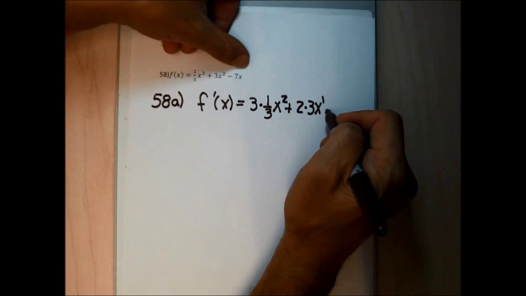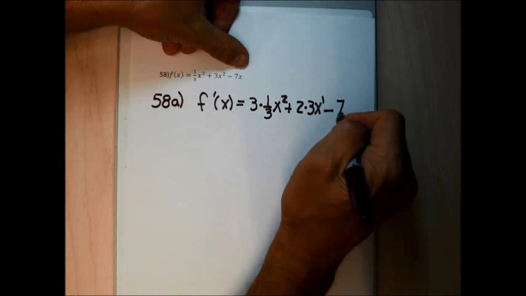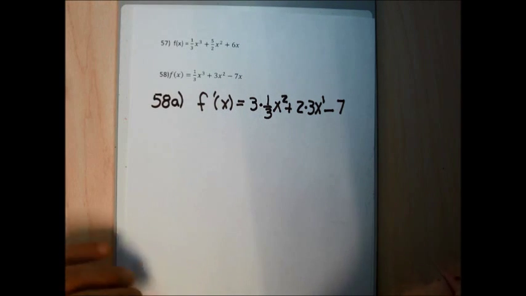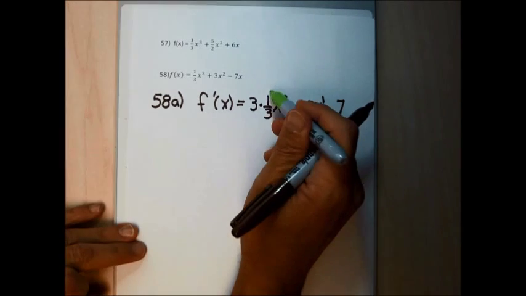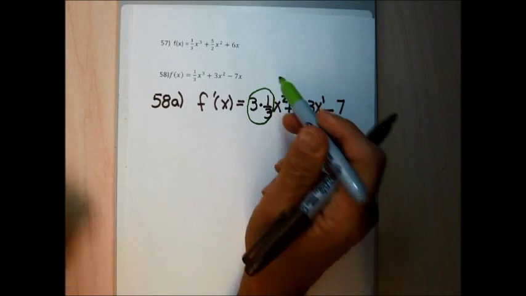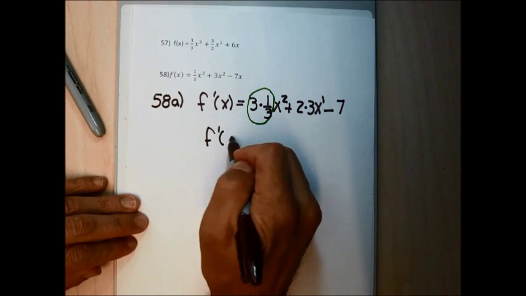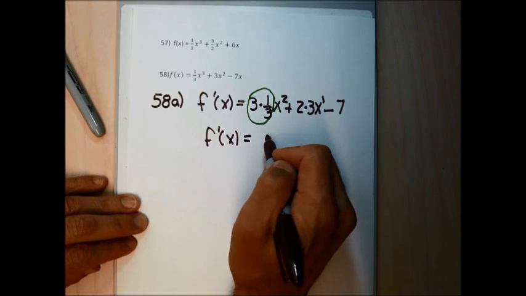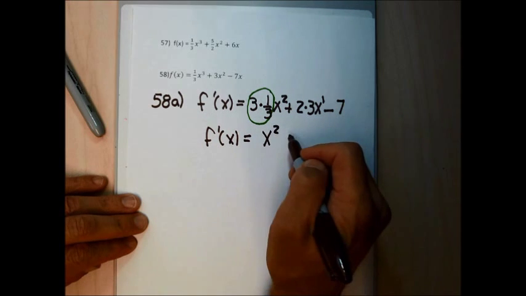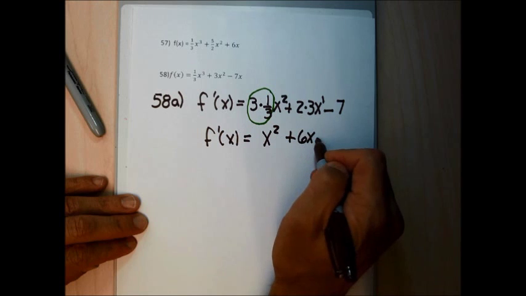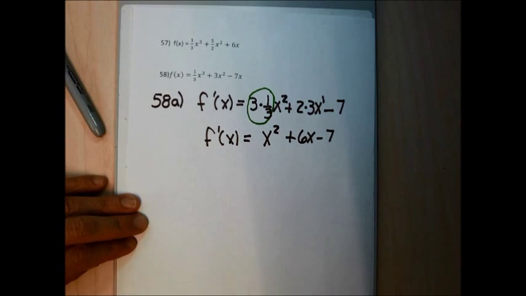The last term is a first power term. The derivative of any first power term is just its coefficient. So when I go to simplify this, 3 times 1/3 is 1. Those are reciprocals of each other, so they multiply out to be 1. And when I write this down, I don't need to write the 1. I'm just going to write the x squared. The middle term, 3 times x to the first, is a 6x. The last term is minus 7.